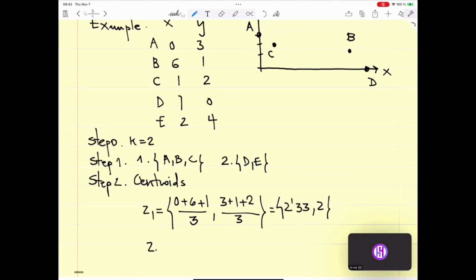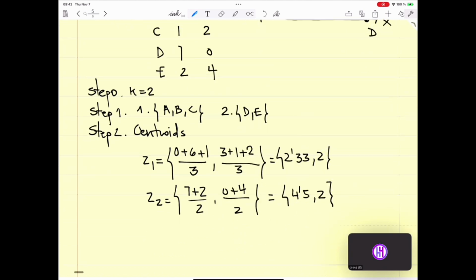And the second centroid is 7 plus 2 divided by 2, and 0 plus 4 divided by 2. This goes all the way to 4.5, 2. Okay? So far, the mean calculation is just super easy, right?